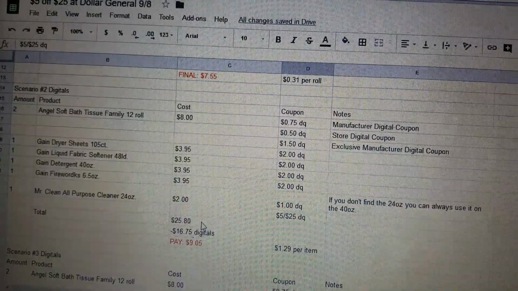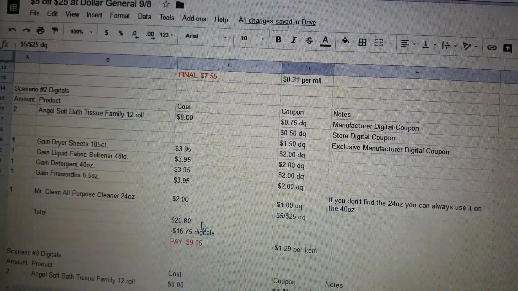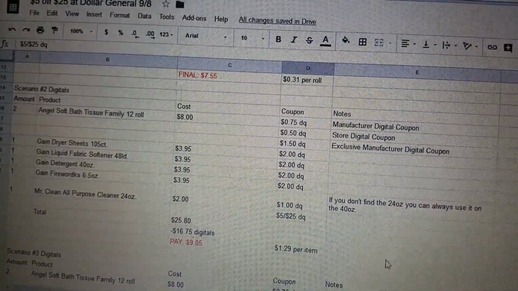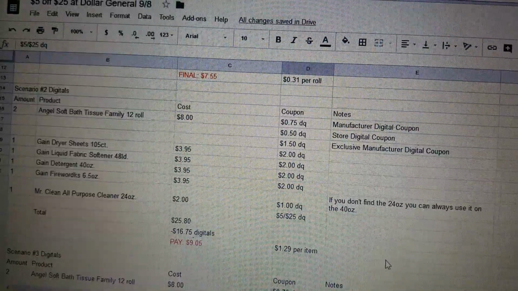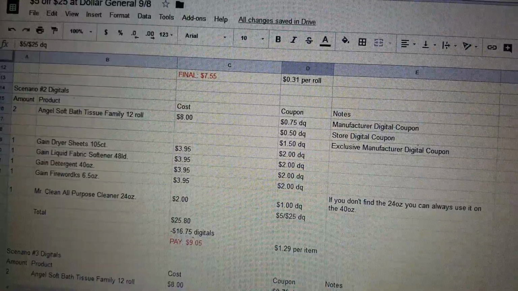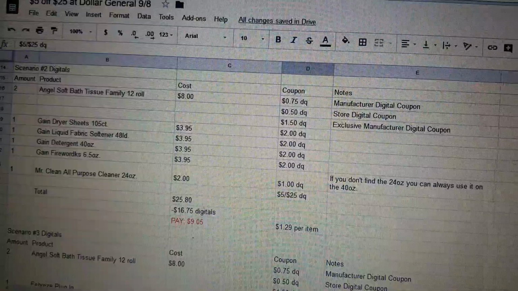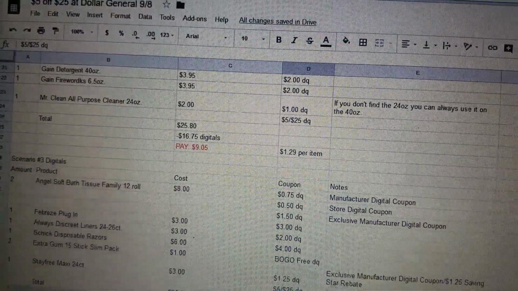Our subtotal is $25.80. We type in our number, $16.75 of digitals comes off. Then we pay $9.05 before tax. That's $1.29 per item.